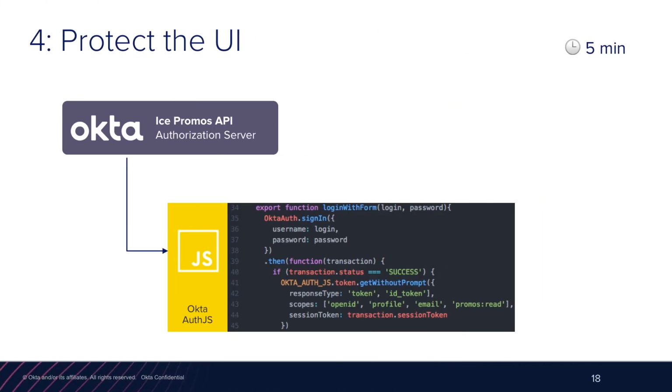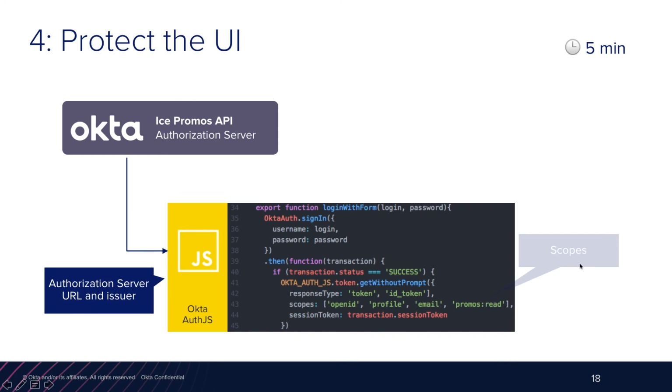I want to show you something really nice about API Access Management. API Access Management works with the libraries that you already use with Okta. So for example, if you use Okta Auth.js like I do in my example, I just had to modify my authorization server URL and issuer to work with API AM, and I included on top of my OpenID scopes the OAuth scope promos read that I used to access my premium promos.